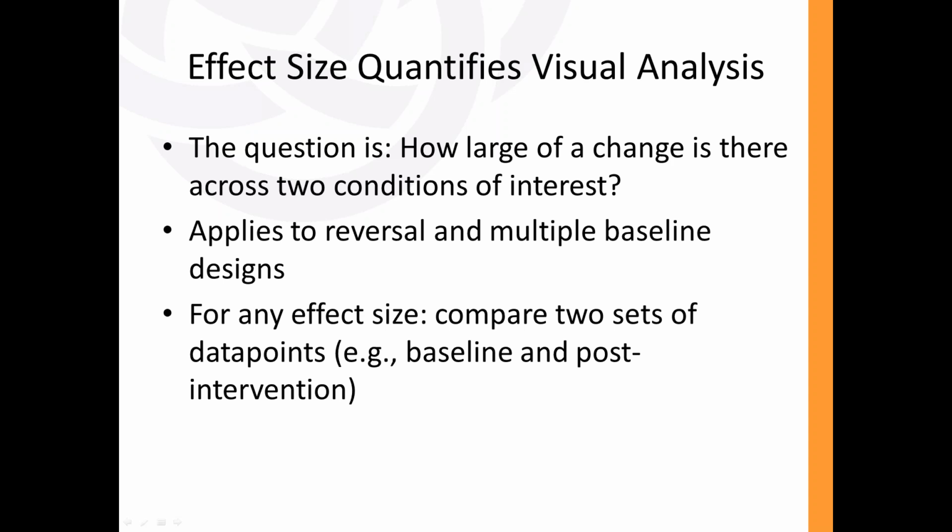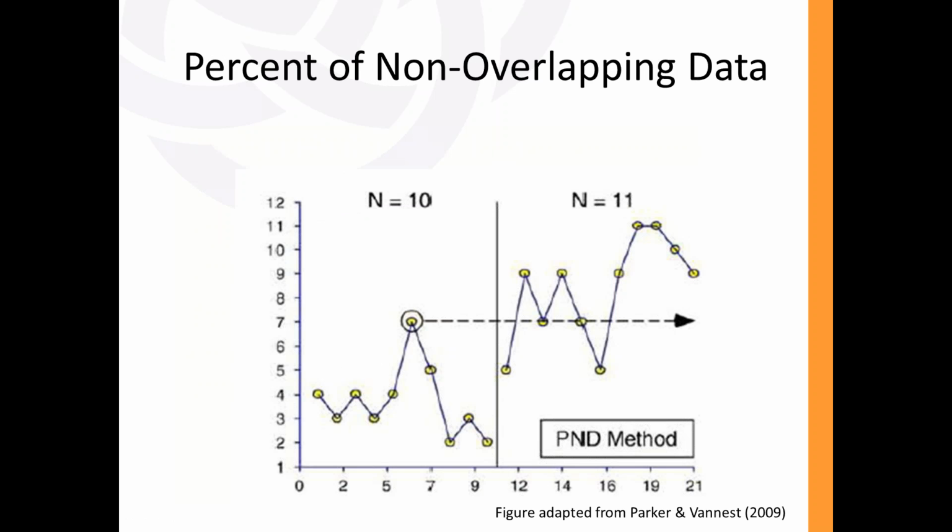And then after this, let's just look at some actual examples of the different types of quantifications that have been developed over time. And I'll show you some pros and cons of each, especially as we go sort of in a historical fashion. We're going to go in chronological order, essentially. So the first one that was developed as an alternative to just saying, what's the mean before, what's the mean after, is percent of non-overlapping data.